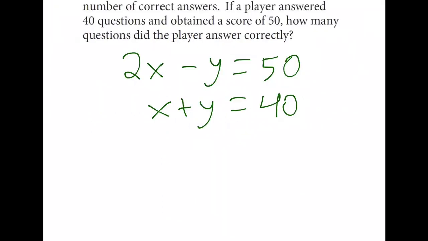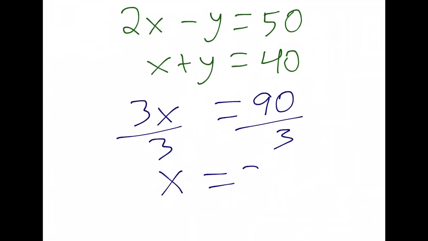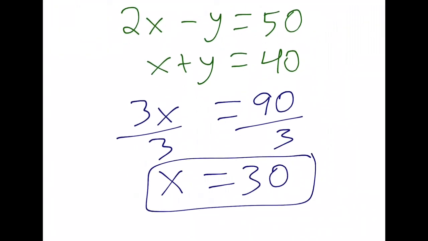Since my y coefficients are both 1, and 1 is a positive and 1 is a negative, I can add all three columns straight down. So this gives me that 3x, and the y's cancel out, is equal to 90. When I divide both sides by 3, I get x is equal to 30, and x represented the number of questions answered correctly, which is what they asked. So the answer is 30.